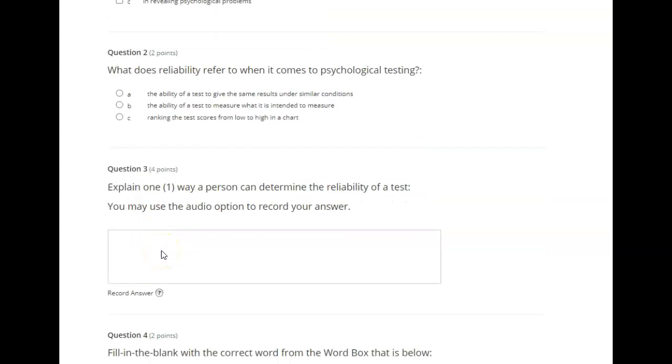What does reliability refer to when it comes to psychological testing? A. The ability of a test to give the same results under similar conditions. B. The ability of a test to measure what is intended to measure. C. Ranking the test scores from low to high in a chart.